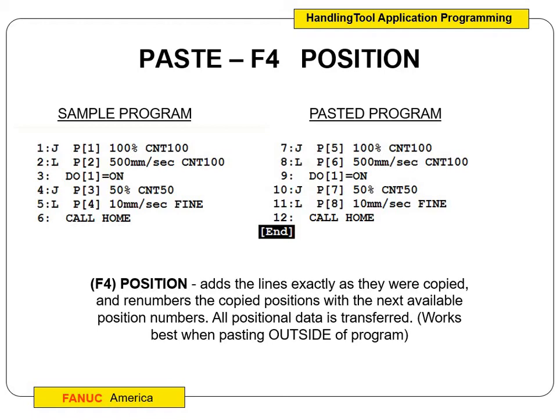It even keeps the coordinate. So the coordinate for position 1 and position 5, line 1 and line 7 up here, it's the same coordinate, only we just gave it, in line 7, a different position ID number. So that's really just the difference between those 3 paste commands.